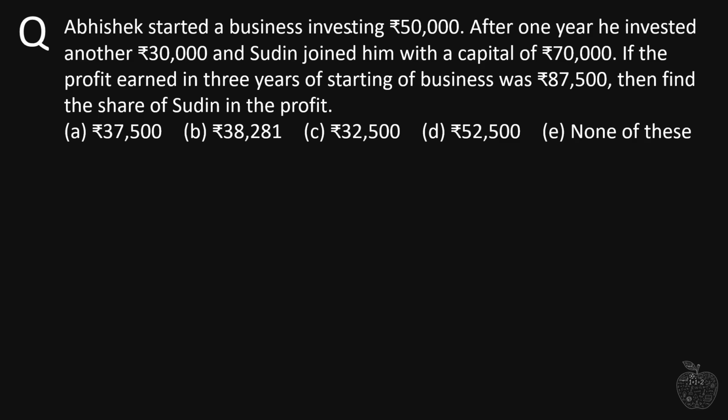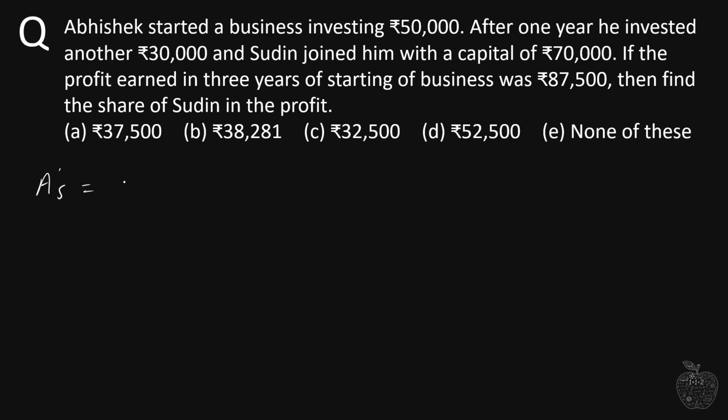Abhishek started a business investing 50,000 rupees. After 1 year, he invested another 30,000 and Sudhin joined him with a capital of 70,000 rupees. If the profit earned in 3 years of starting of business was 87,500, then find the share of Sudhin in the profit.